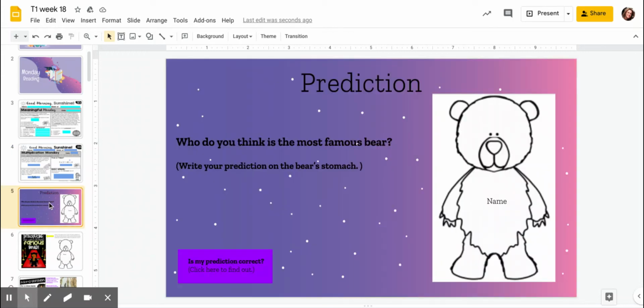For reading this week, you are going to be making a prediction of who you think is the most famous bear. So think about childhood cartoons. Think about a bear you saw at the zoo. Think about safety. Is there a bear that you have heard about before that you think a lot of other people have heard about? And if so, you're going to write the name of that bear here on the teddy bear's stomach.